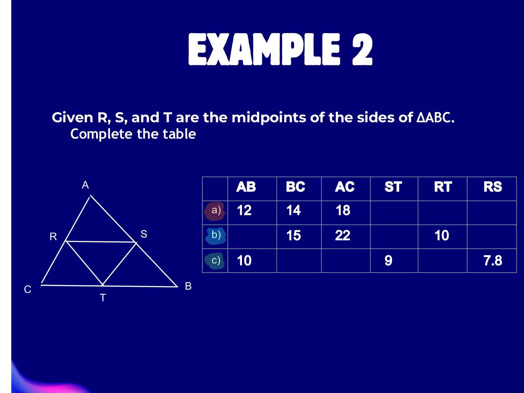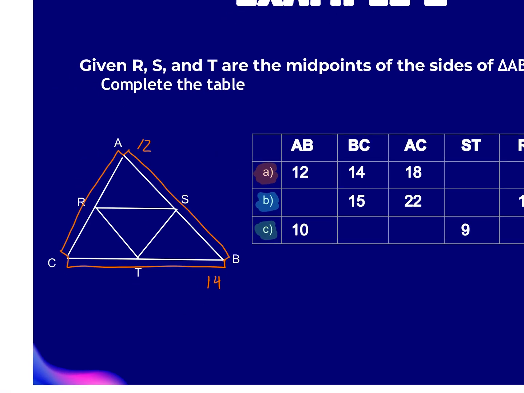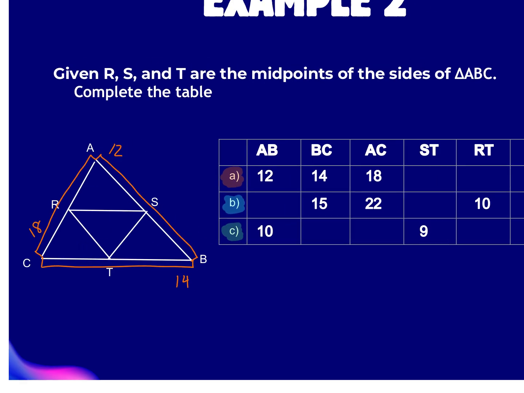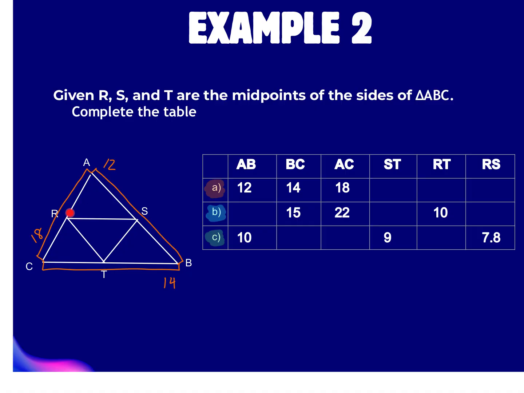Looking at what they're giving me, they're telling me AB is 12. So this is 12 right here. BC is 14. And AC is 18. All right, looking at what I have to find, the first thing is ST. What side is parallel to ST? Good, AC. So if AC is 18, what would ST be? Perfect, 9.